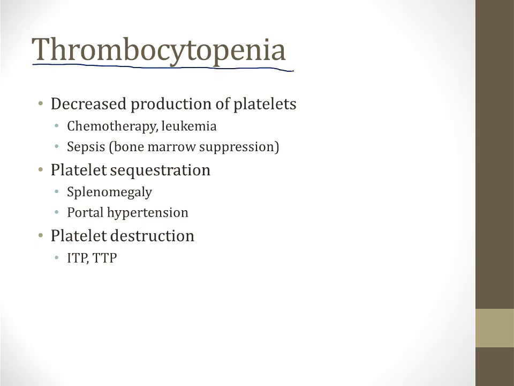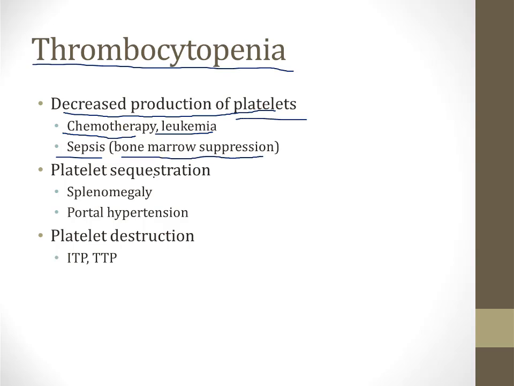If you have a very low platelet count for any reason, you can experience platelet-type bleeding. One of the places you will commonly see this in the hospital is in the ICU or in the oncology ward. This is because patients there often have decreased production of platelets. So on the oncology ward, patients receiving chemotherapy or patients who have leukemic cells in their bone marrow will have underproduction of platelets. In addition, in the ICU, patients who are septic often develop bone marrow suppression as a component of their sepsis, and this can lead to low platelets.